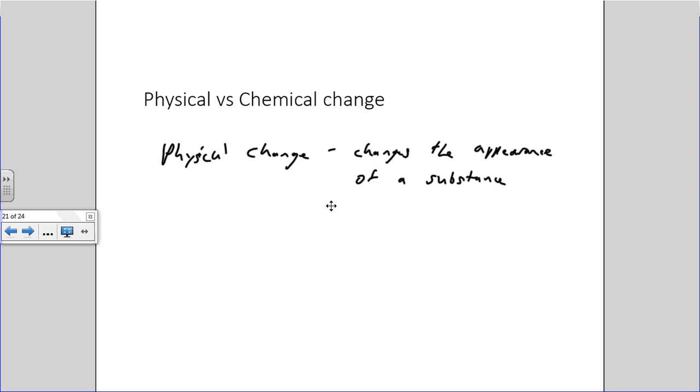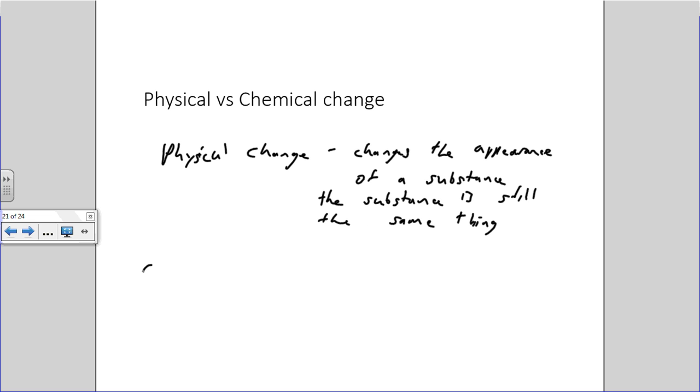The key thing here is that after a physical change, the substance is still the same thing. You might have changed how it looks, but you didn't change what it is. If I take a piece of paper and wad it up, that doesn't mean it's not paper anymore. It's still paper. It just has undergone a physical change. It's in a different form. It looks different, but it's still paper.